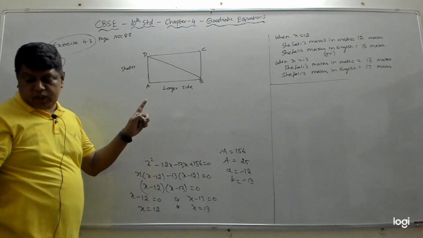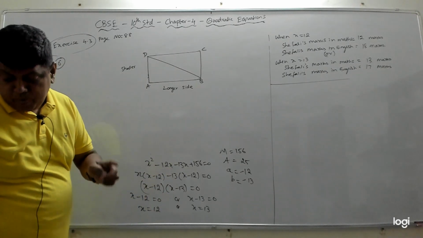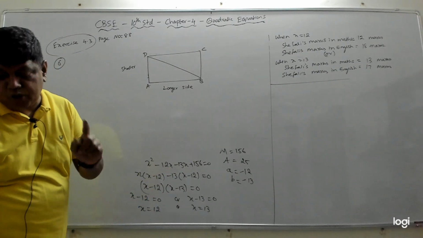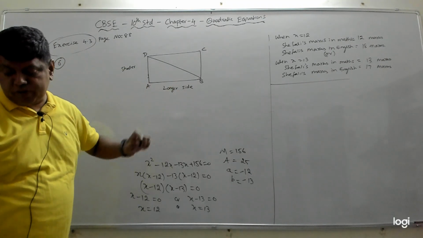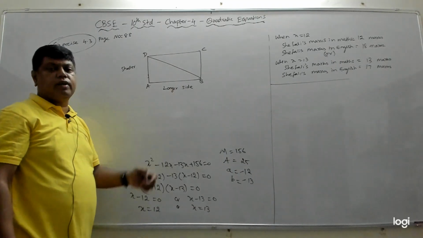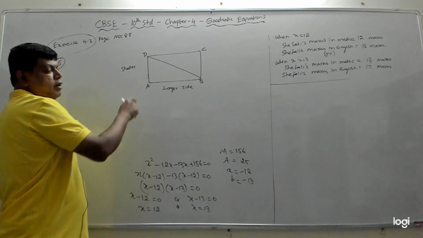Now it says this is the diagonal. So this is your diagonal. It says that the diagonal is 60 meters more than the shorter side. This is the shorter side. And the longer side is 30 meters more than the shorter side. Find the sides of the field. We need to find the sides of the field, which means we need to find what is AB, what is AD. These two sides we have to find.